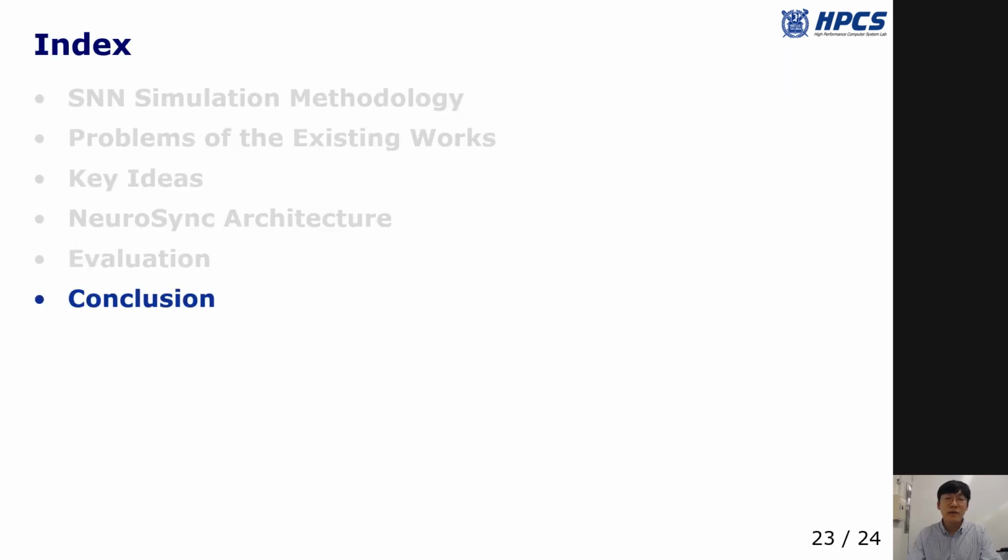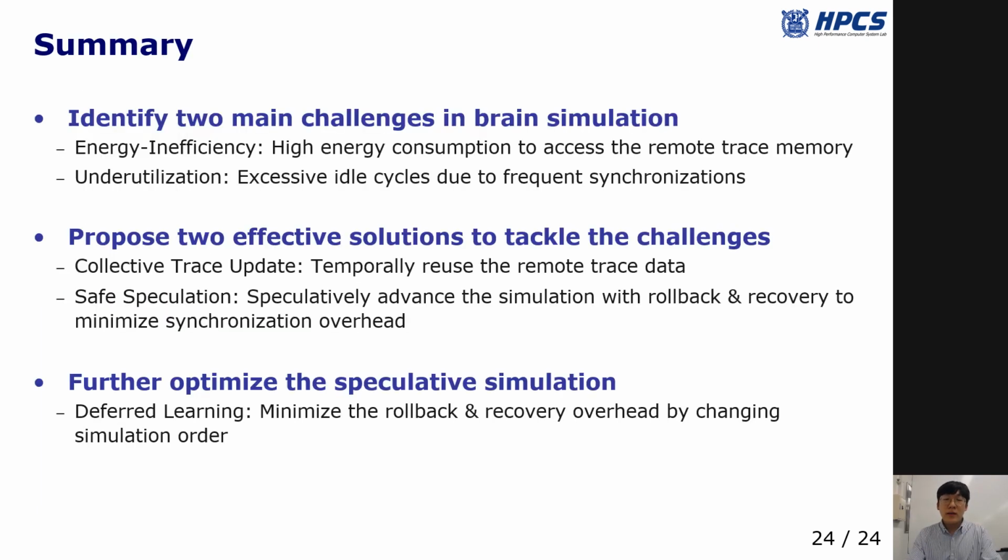And I would like to conclude by summarizing the main points. First, we identify two main challenges in brain simulation: the energy inefficiency to update the remote traces, and the underutilization due to the synchronizations. Next, we propose two effective solutions to tackle the challenges: collective trace update and safe speculation. Lastly, we further optimize the speculative simulation by proposing deferred learning.